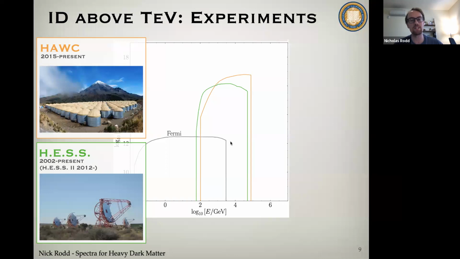The experiments just generally don't quote anything because Fermi has only seen up to about a TeV, so around here in photons. They just haven't seen anything up here. So they just stop quoting their experimental sensitivity because you need to do Monte Carlo simulations to determine how you could reconstruct such an event. And if they're never going to see one, they just don't bother doing it.